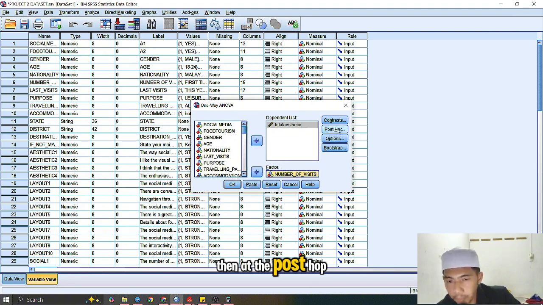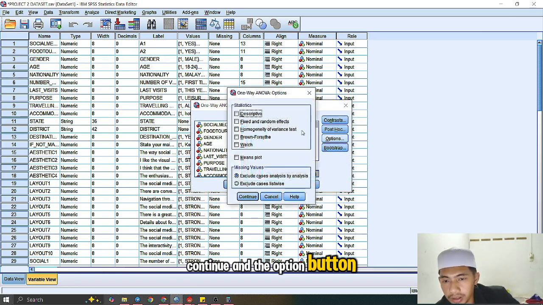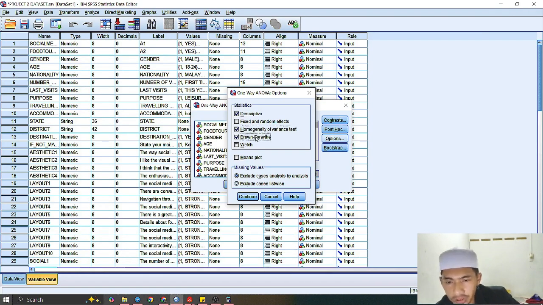Then at Post Hoc, I will take Tukey, continue, and the Options button, choose Descriptive, Homogeneity of variance test, Brown-Forsythe, Welch, Means plot, and continue.